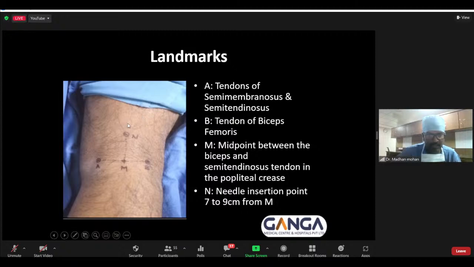These tendons never meet in the popliteal region actually. This one goes like this and this one goes like this, so it is almost in the midpoint between these two tendons. So this is called the intertendinous approach. In almost two-thirds of the patients, this will be the needle entry point, from the midpoint between these two tendons. In another one-third of the patients, the needle entry point will be just 1 centimeter lateral to this point. So in some patients, your sciatic nerve will be situated more laterally, very near to the biceps femoris tendon.